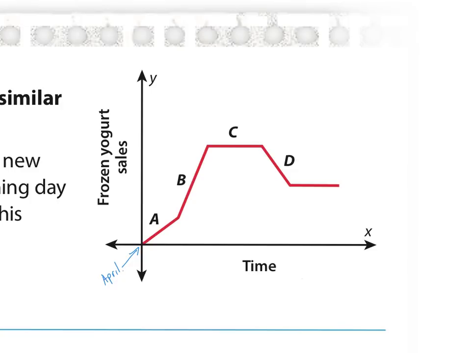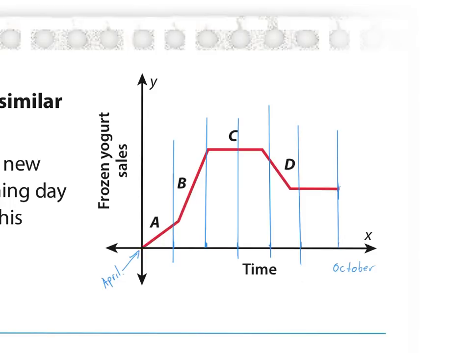Now we're going to try to divide this as evenly as possible. You know that it lasted for 6 months. So right here at the end. Now from April to October, we're going to split this as evenly as possible with all the months in between.